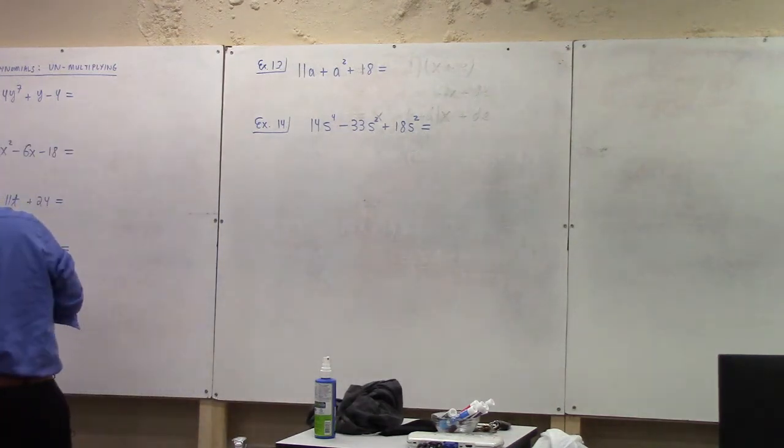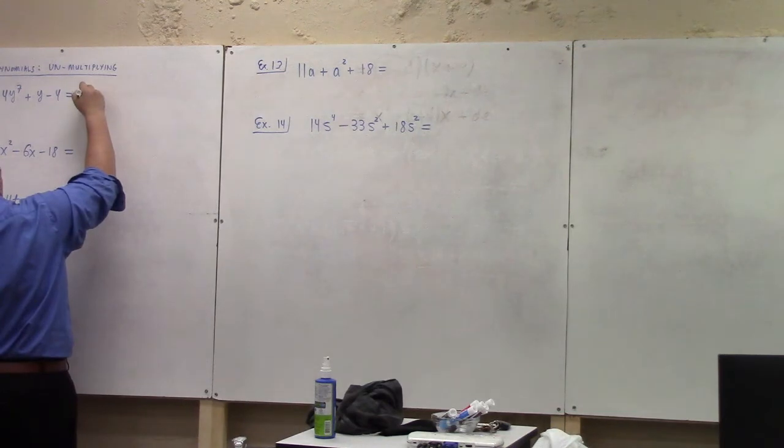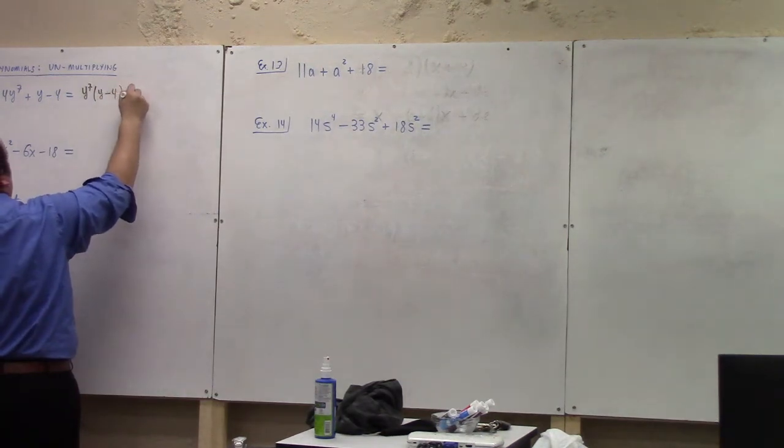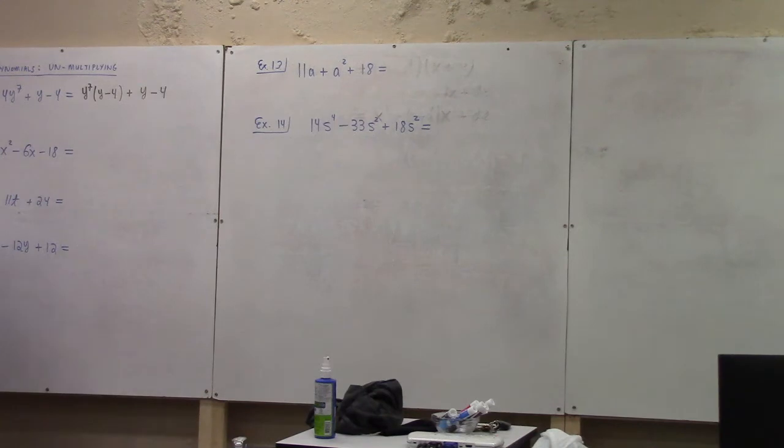So I'm going to give you guys a big hint. This first one we should think about as y to the 7th times y minus 4 plus y minus 4. That's what you've got to see in order to do the factoring there.